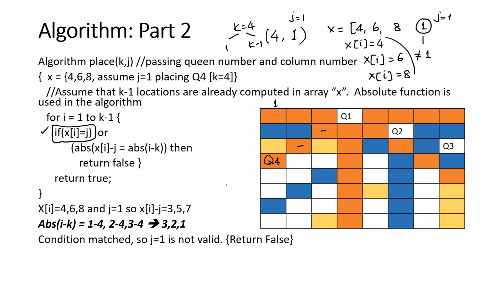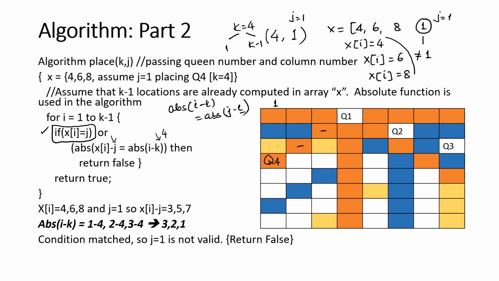Let us move further and try to add the second constraint, that is the column constraint. We have already discussed absolute value of I minus k is equal to absolute value of what? J minus 1. Here we are not using the variable L. Instead, we are just using a variable which is already available in the form of index of array. So our formula is slightly modified. It is absolute of x of I minus j is equal to absolute of I minus k. This k is nothing but the queen number, that is 4.